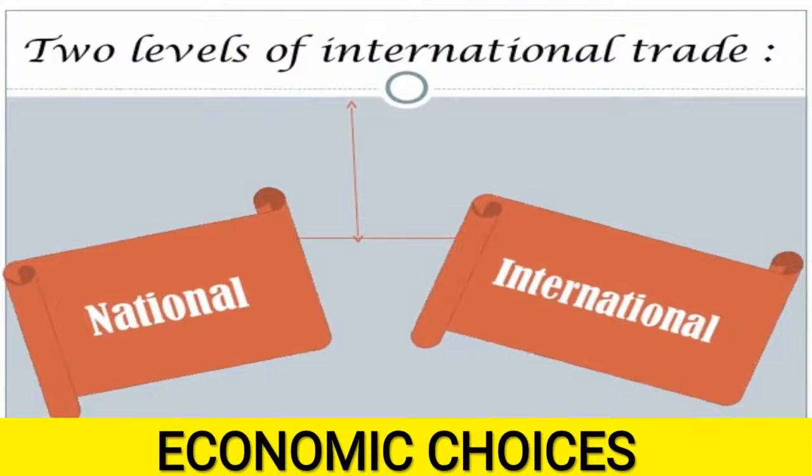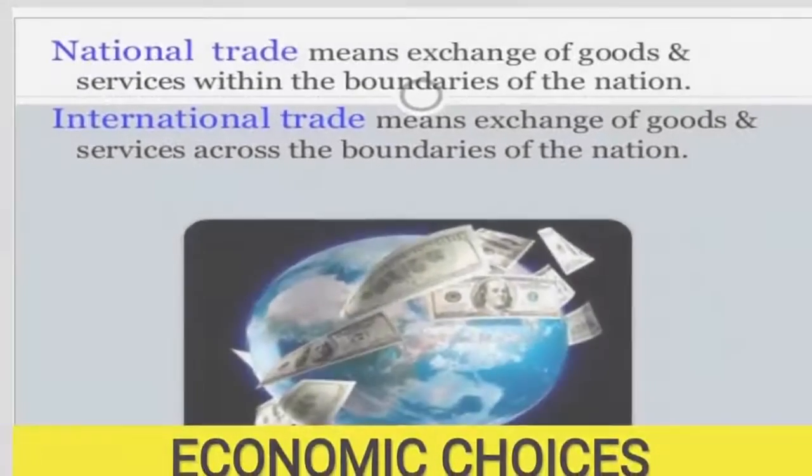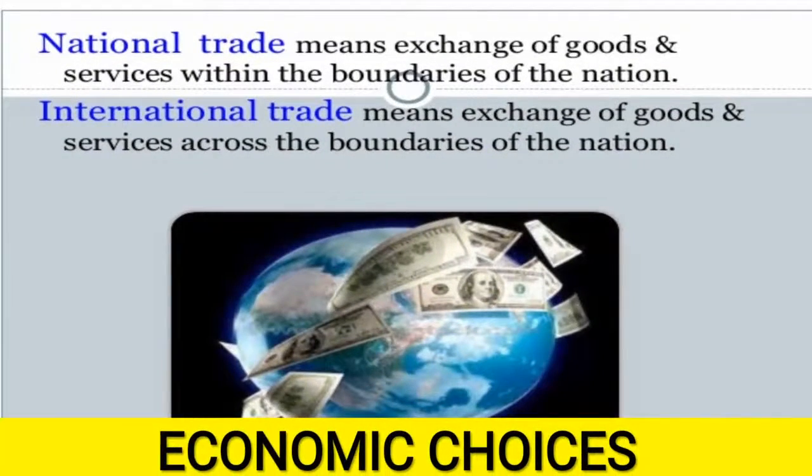First is called national trade, and the second one is called international trade. And guys, for the next slide, I will talk about national and international trade. Guys, national trade means exchange of goods and services within the boundaries of the nation, within the boundaries of the country. This is called national trade.